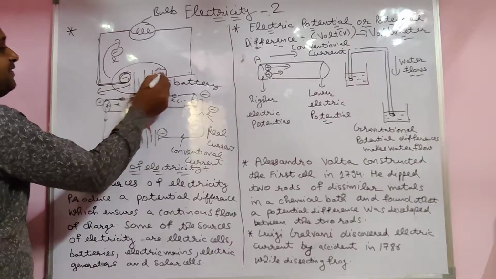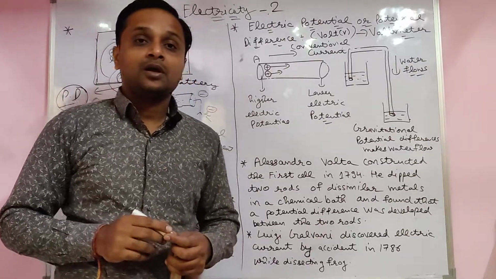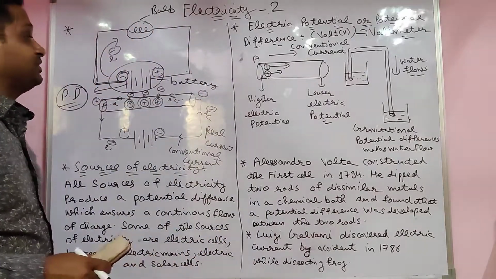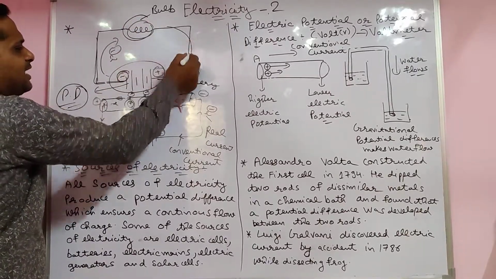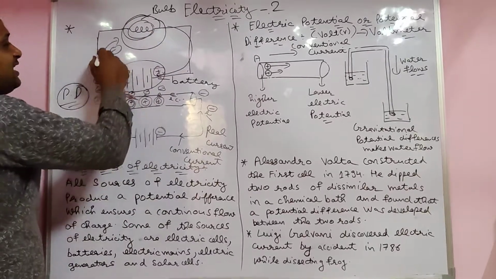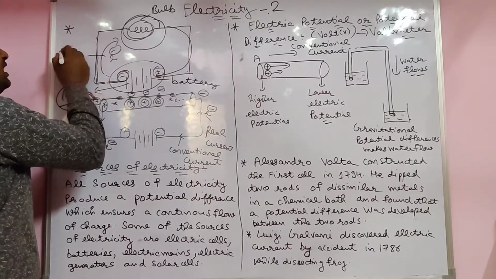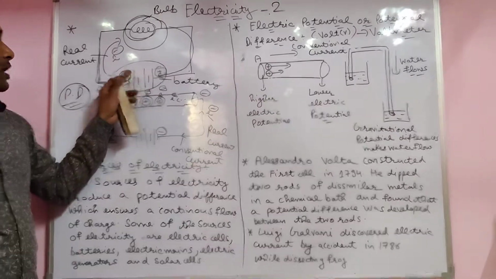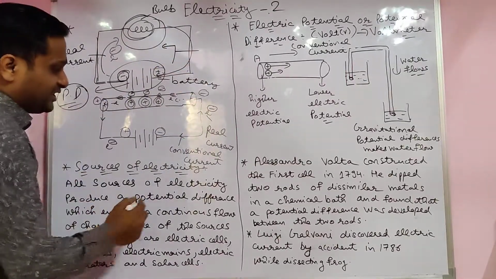This is the negative and positive, and that is a potential difference. I will tell afterwards what the potential difference is. Yes, electric potential. The electrons come from the negative, move through the bulb and come back to the positive. That's why the bulb starts glowing. The direction where the electrons move is called real current. The opposite side is called conventional current.